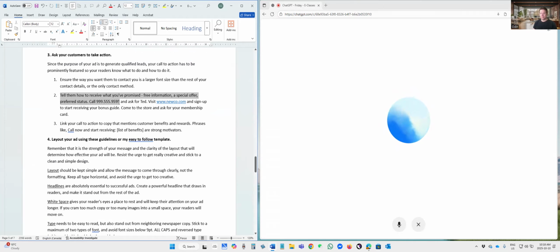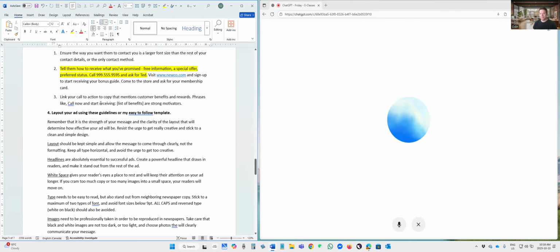Call 999-555-9595 and ask for Ted. Visit www.newco.com and sign up to start receiving your bonus guide. Come to the store and ask for your membership card. Link your call to action to copy that mentions customer benefits and rewards. Phrases like "call now" and "start receiving," followed by a list of benefits, are strong motivators.